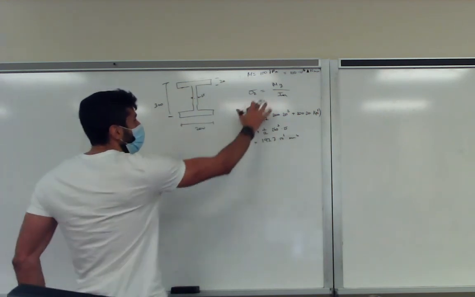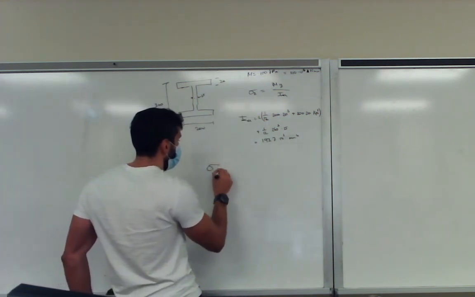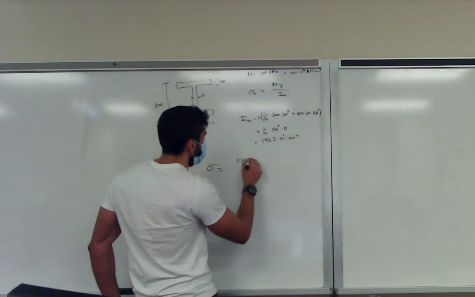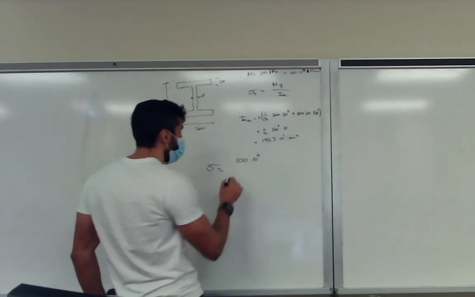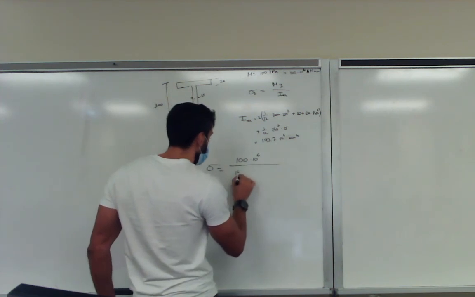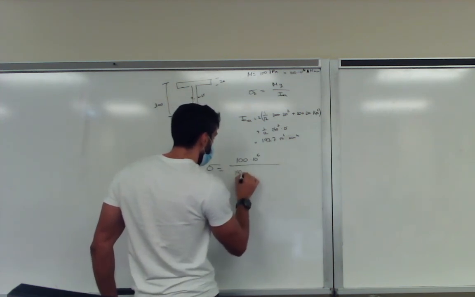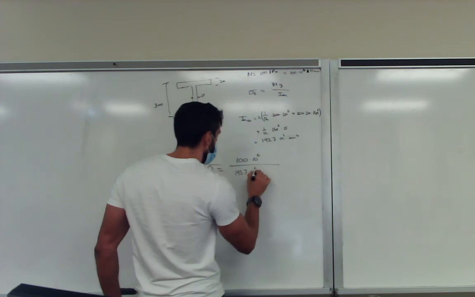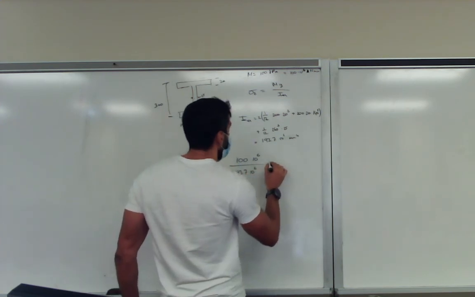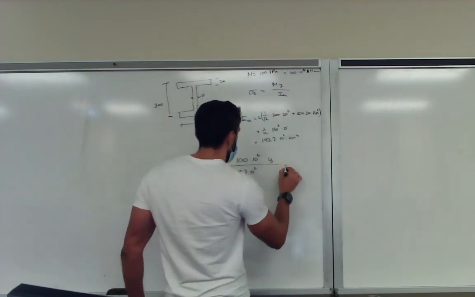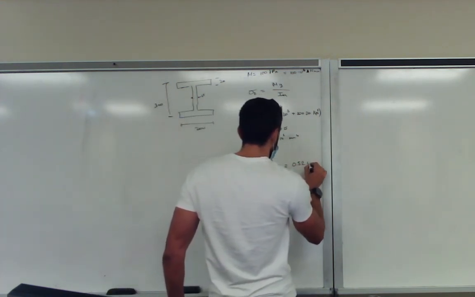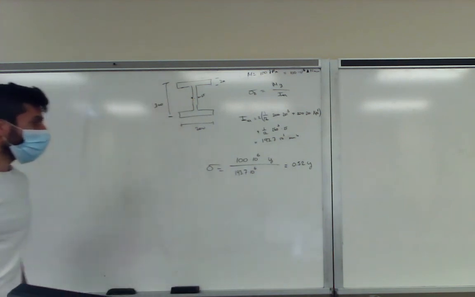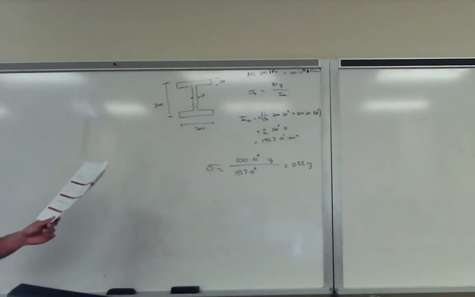And now we can plug this in. So we had 100 10 to the power of 6 Newton millimeter. We divide that by 193.7 10 to the power of 6. And this is multiplied by y. So what we get is 0.52 y. So we get basically a function of our stress as function of our distance y.